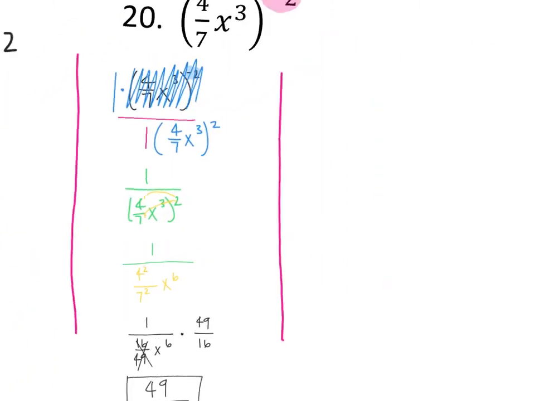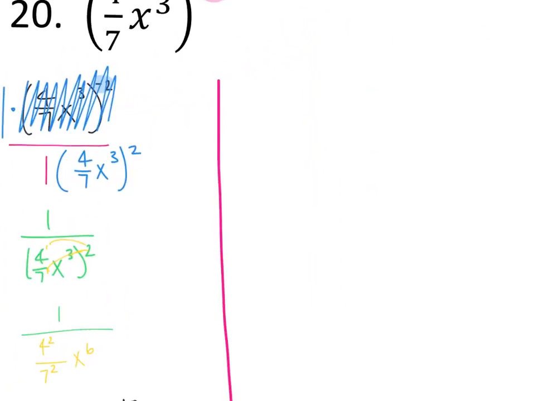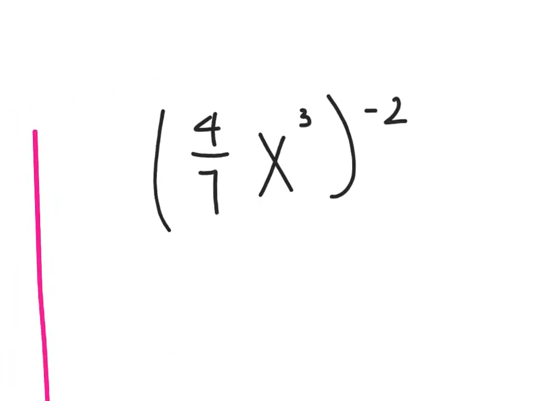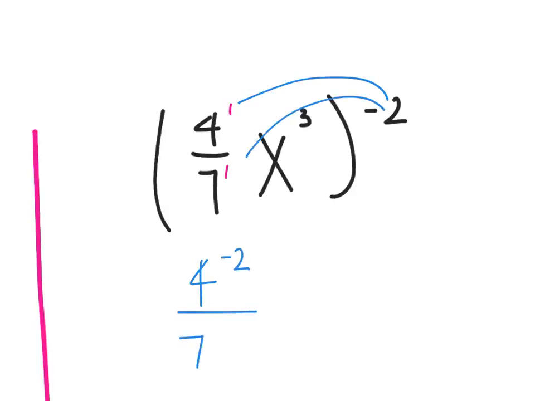So let's try it a third way, because they all work, I promise. So the third option is we have 4 over 7 x to the positive third, sorry, my bad, to the negative second power. So I'm just going to distribute that exponent in now. Give everything an exponent and multiply it in. Negative 2 times 1 gives me 4 to the negative second. Negative 2 times 1 gives me 7 to the negative second. Negative 2 times 3 gives me x to the negative 6th.